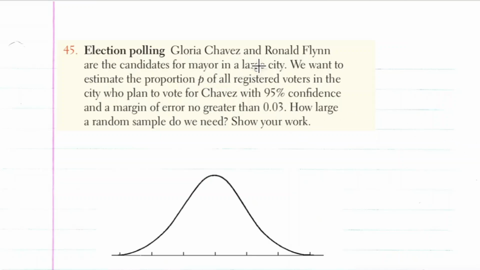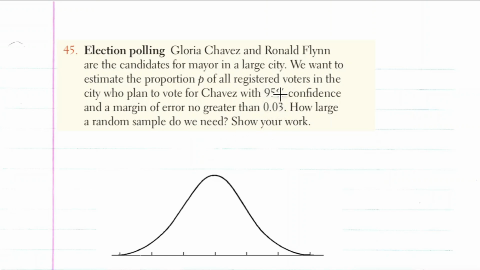Gloria Chavez and Ronald Flynn are the candidates for mayor in a large city. We want to estimate the proportion P of all registered voters in the city who plan to vote for Chavez with 95% confidence and a margin of error no greater than 0.03. How large a random sample do we need? Show your work. Okay, well, first thing we know is the maximum margin of error is 0.03, right?